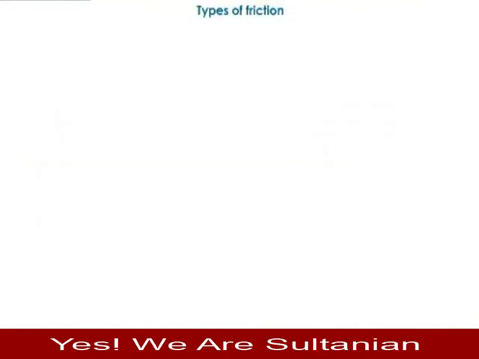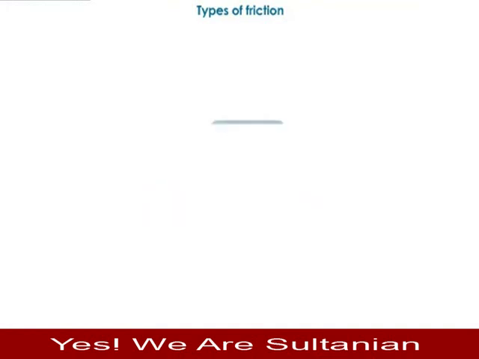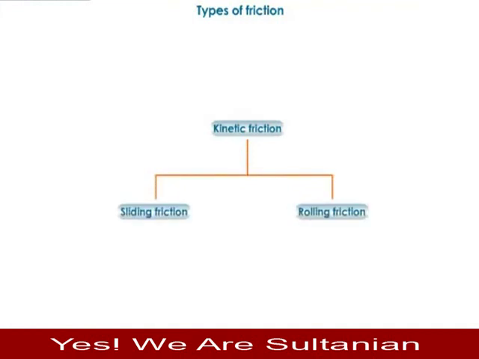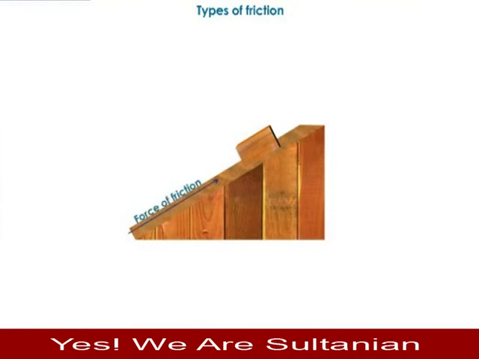Types of friction. The force of friction is classified into static friction and kinetic friction. Kinetic friction is further classified into sliding friction and rolling friction. Let us understand this with the help of an activity. Here, you can see a block of wood resting on an inclined plane. The block holds on to the inclined plane due to force of friction.